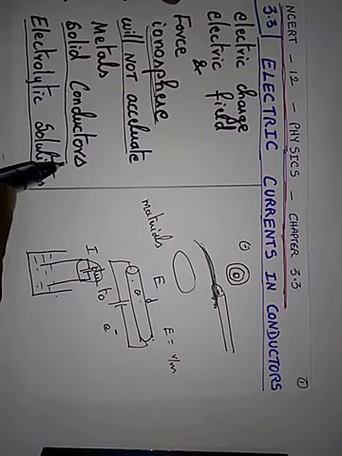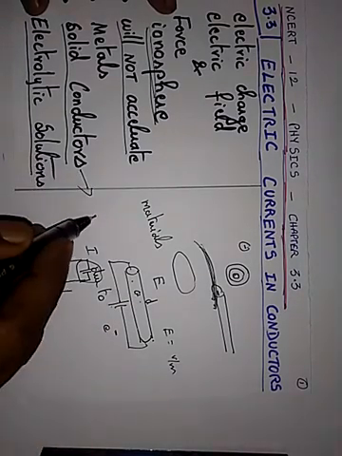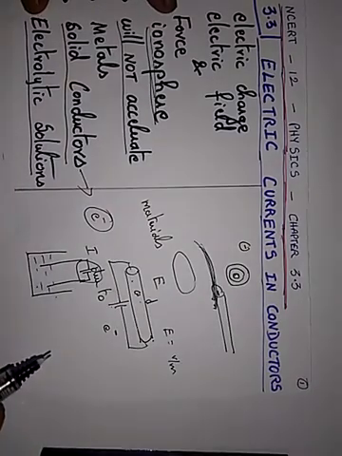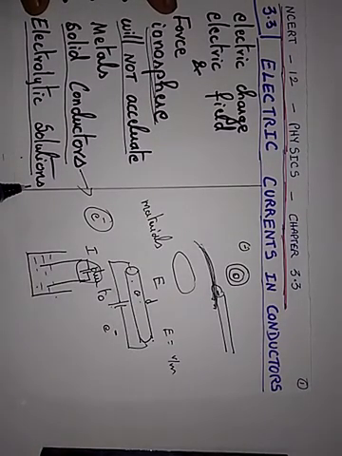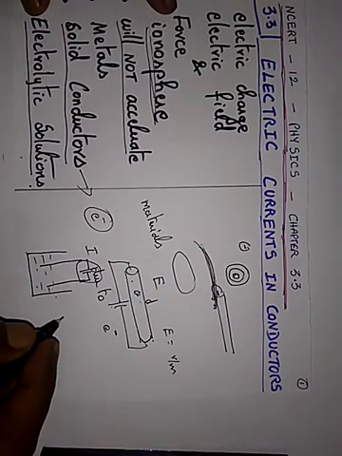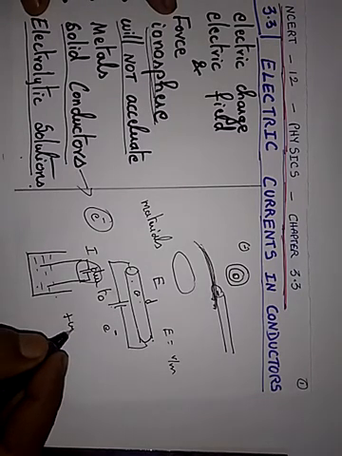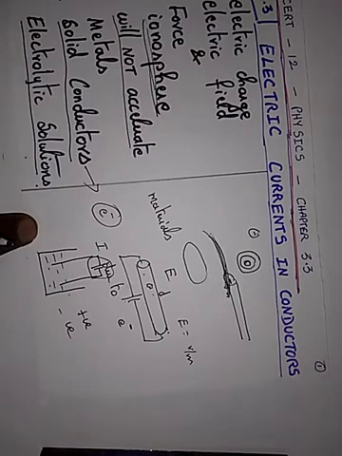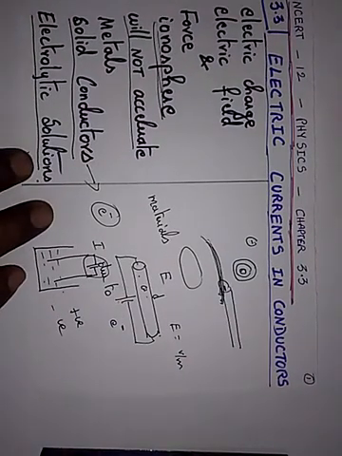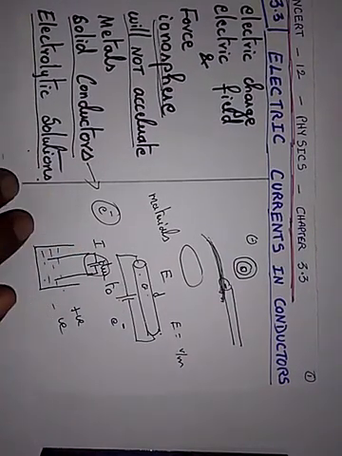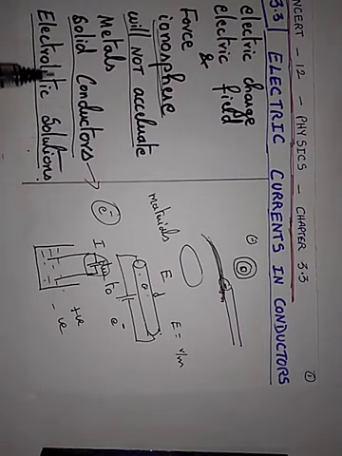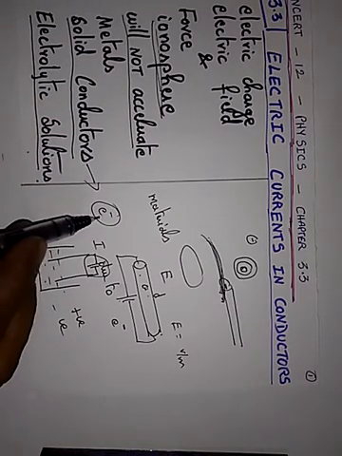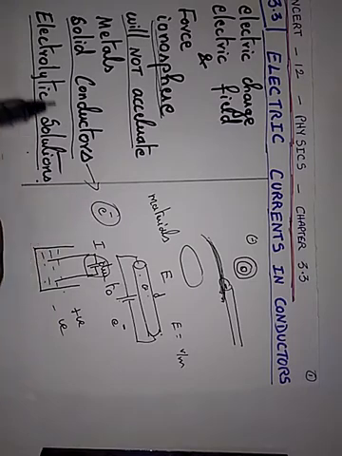So we said in solid conductors only electrons are allowed to move, whereas in electrolytic solutions both positive charge as well as negative charge will move. But in this chapter we are going to deal with solid metallic conductors, in which we have free electrons and the free electrons will start moving. Okay, next.